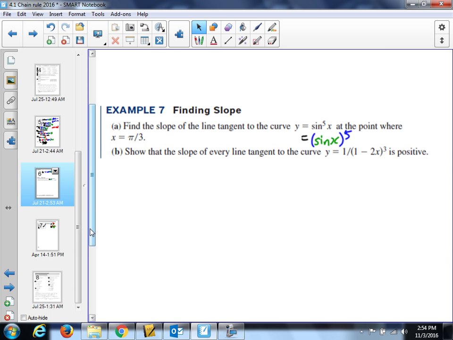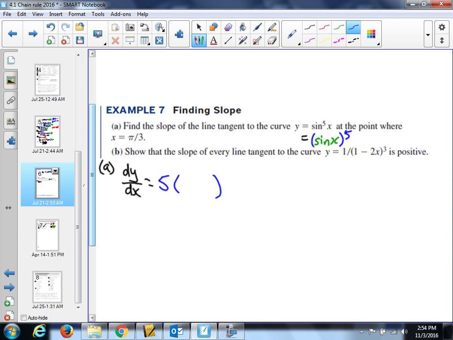Derivative. We need it. So I guess this is A. dy by dx. 5, leave the inside alone. Then the derivative of the sine function, cosine. And that's that, right? If there was more to simplify, I wouldn't, because I've got to evaluate anyways, and it looks fairly simple to evaluate.